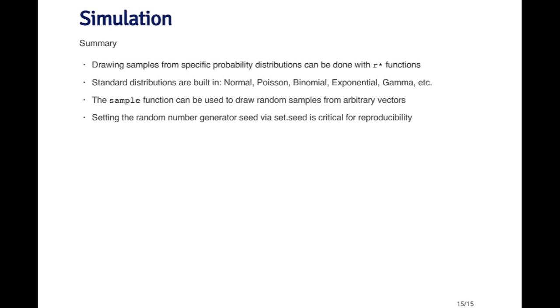The sample function can be used to draw random samples from arbitrary vectors, so if you want to create your own distribution here. And then it's very important to remember to set the random number generator seed anytime you simulate data in R so that you can reproduce the results that you got at a later date.